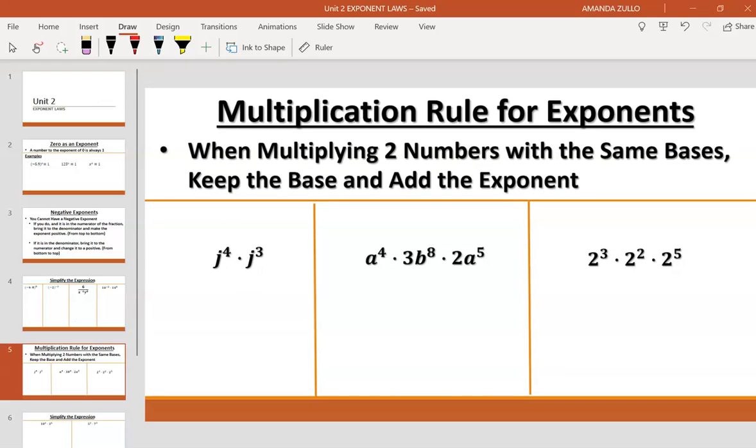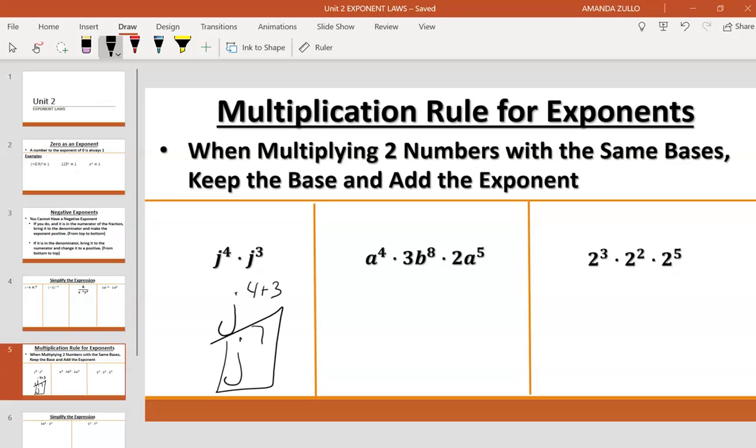So here we are. We have j to the 4 times j to the 3. So the bases here are the same. So you're just going to copy down the base and you're going to add the exponents. So I'm going to do j to the 4 plus 3. So 4 plus 3 is 7. That's your answer. All right. So keep your base, add your exponents.